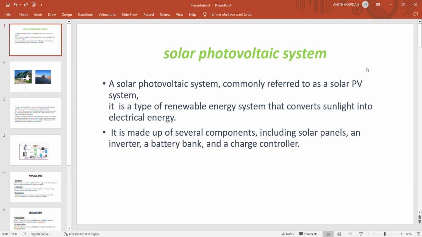Good morning. Our topic is the solar photovoltaic system. A solar photovoltaic system is commonly referred to as a solar PV system. It is a type of renewable energy system which is used to convert sunlight into electrical energy, and it is made up of several components including solar panels, an inverter, a battery bank and a charge controller.